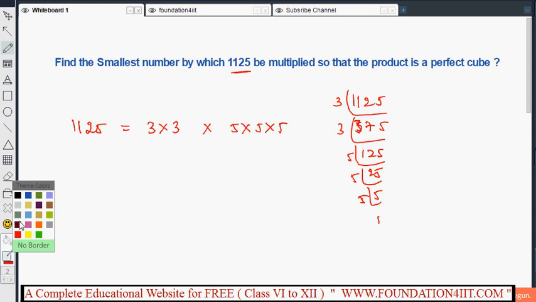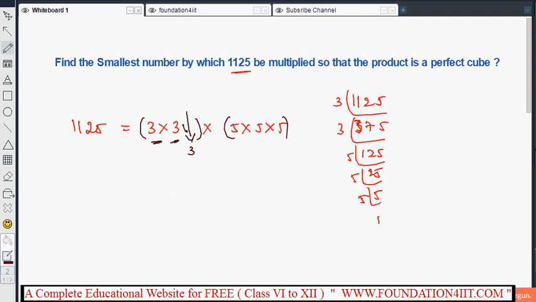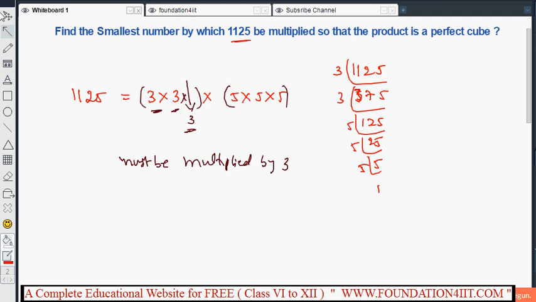So if you observe here, how much part is less? Now 5 into 5 into 5 is one set, but 3 into 3 into 3, so only two numbers. So we need one extra 3 here. So an additional 3 we need to multiply. So it's clearly, to make it a perfect cube, it must be multiplied by 3. Which is the gap, which is less, that one number only we need to multiply to make it a perfect cube.